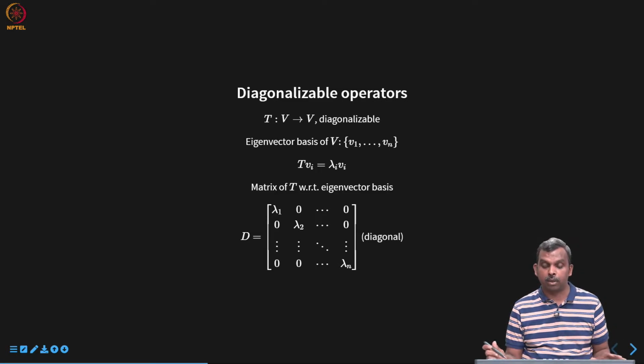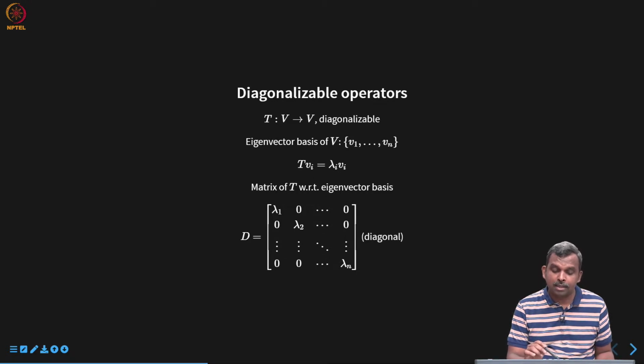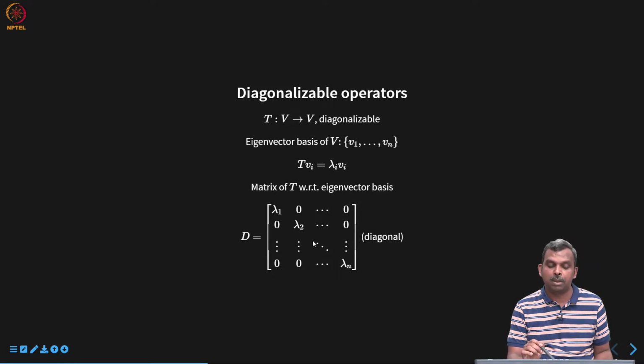If you look at the matrix of this operator T with respect to the eigenvector basis, it simply becomes a diagonal matrix. A couple of things I want to point out. One is that these lambdas can be equal. I have not said the lambdas have to be all distinct. I have just put λ_1, λ_2 simply to distinguish them, but they could be equal. They could have multiplicity. That's one thing.